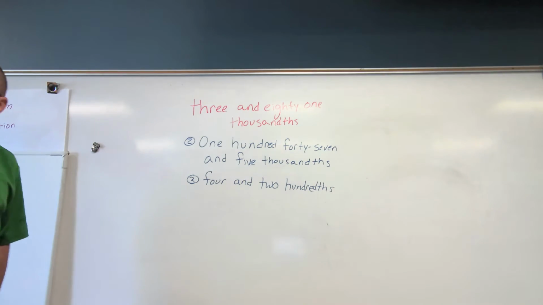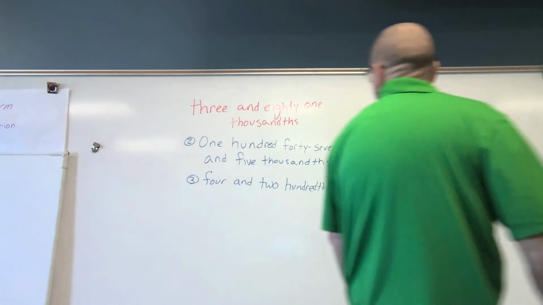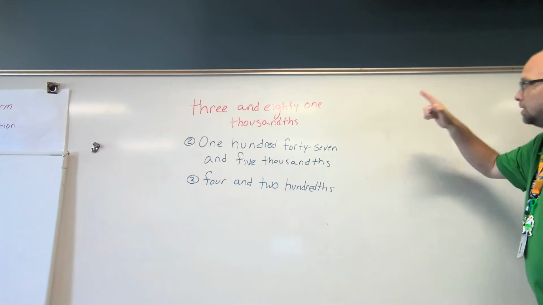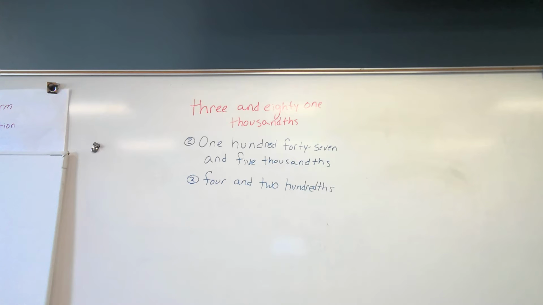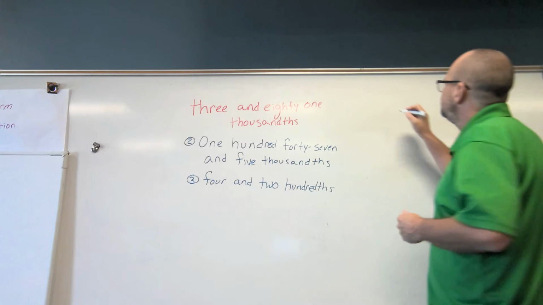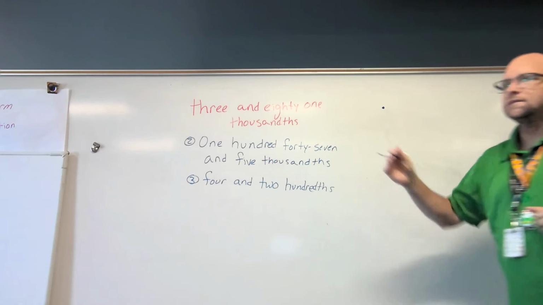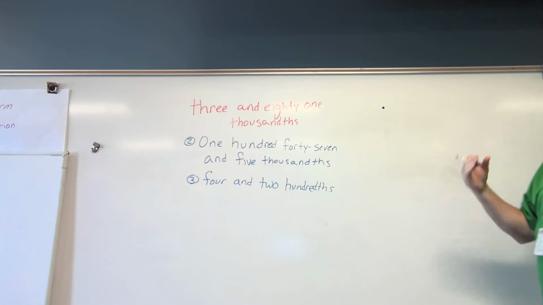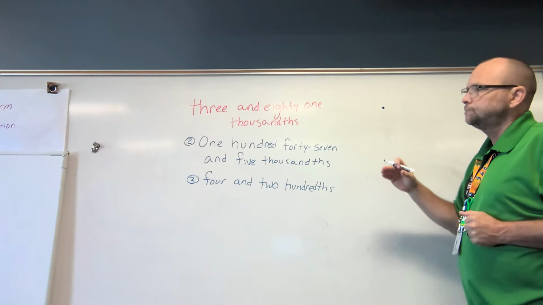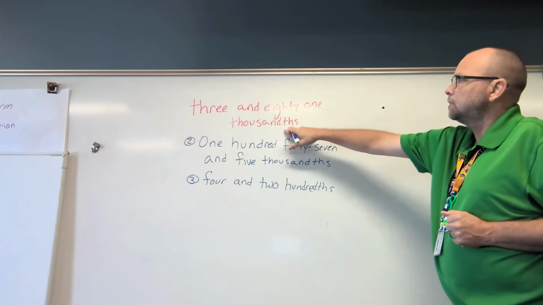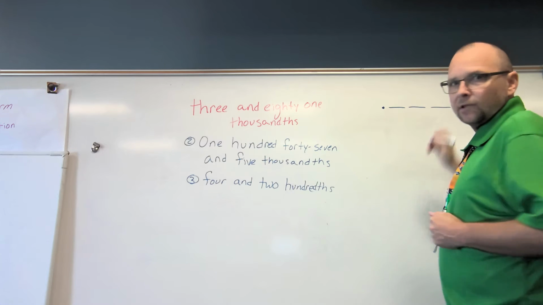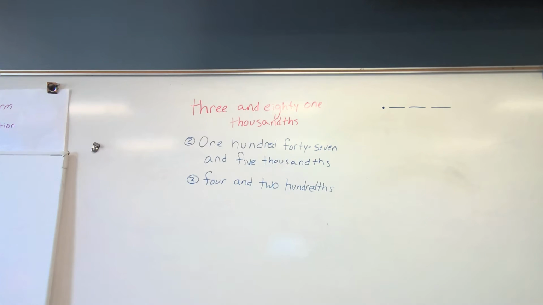Landry, let's look at this top one here. 3 and 81 thousandths. Now listen to the questions I'm asking, Landry. Does this have a decimal point in it? Yes. Does it have stuff behind the decimal point? Yes. How many numbers behind the decimal point? I found the 0 to 3. Good, 3, because it goes out to the thousandths. So we know I have to have 3 numbers behind the decimal point.